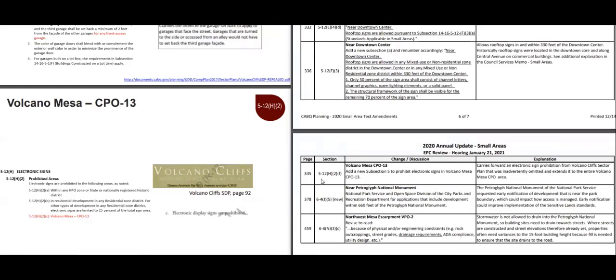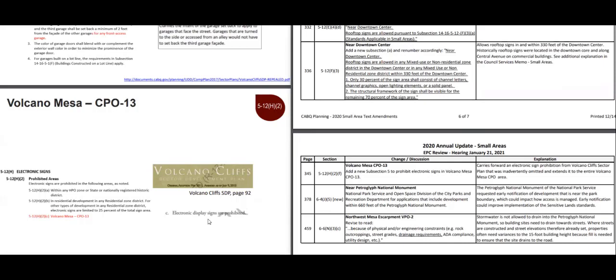It's here, 512 H2F, page 345 of the IDO. The change would be to add a new subsection 5 to prohibit electronic signs in the Volcano Mesa CPO 13. And what this does, over here is a clip from the former sector plan, and so it carries forward this electronic sign prohibition that was inadvertently omitted, and it extends it to the entire Volcano Mesa CPO area.